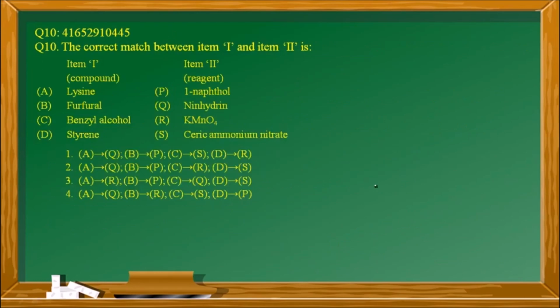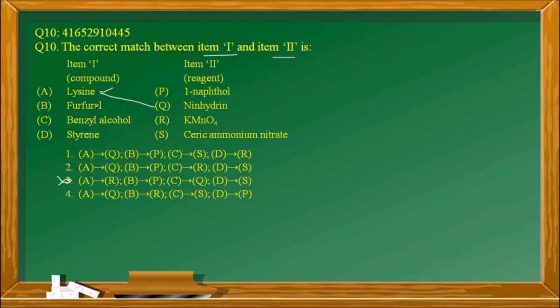Next, number 10. The correct match between item 1 and item 2 is: the compounds are given in item 1 and the reagents are given in item 2. The compounds are lysine, furfural, benzyl alcohol, styrene. The reagents are 1-naphthol, ninhydrin, KMnO4, ceric ammonium nitrate. They have given different combinations. Let us work on them one by one. Lysine, what is lysine? Yes friends, it is an amino acid, and amino acids give the ninhydrin test. Straight away choose this ninhydrin test. We know the options having A to Q; this is not there, so option 3 straight away goes out.